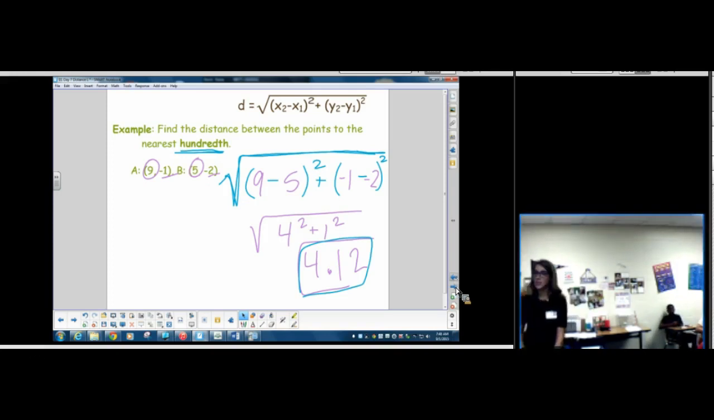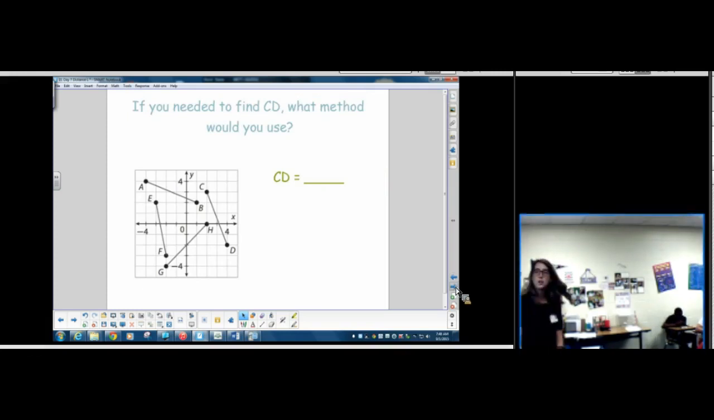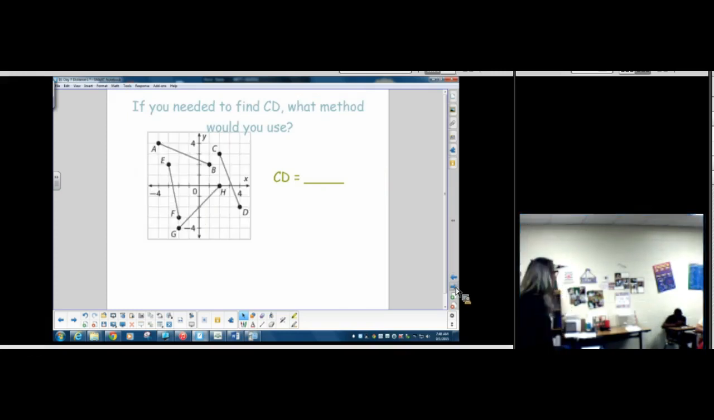But guys, because this is going to be on your assessment on Thursday, if you're given a picture and it's in a coordinate plane, don't use the distance formula. What do you use instead? Pythagorean Theorem. Let's say you were trying to find CD. Turn CD into a right triangle and count.